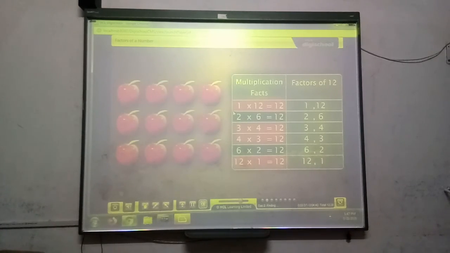So, when finding factors, we stop when we reach a number combination that we have already found. Here, we have found that 3 into 4 is 12. So we stop when we reach the number combination 4 into 3. From this combination onwards, the multiplication facts are repetition of the earlier ones, and so they are not required. Thus, we find that the factors of 12 are 1, 2, 3, 4, 6 and 12.